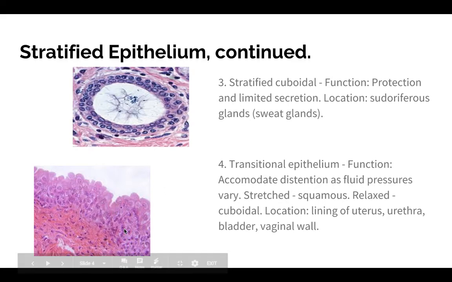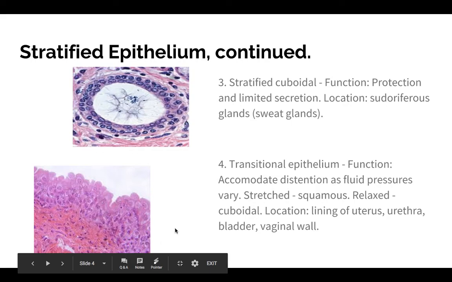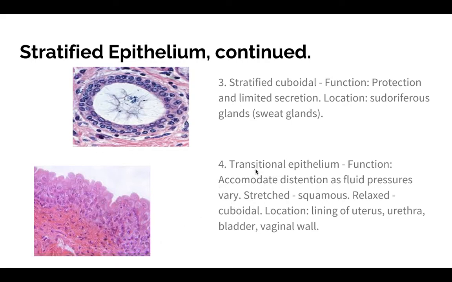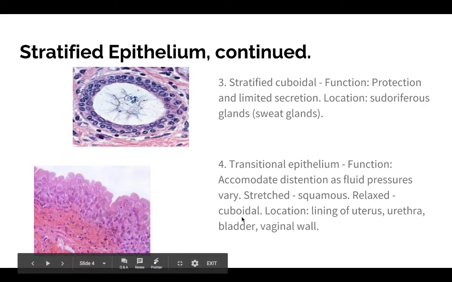Transitional epithelium, here's a picture of what it looks like under a microscope. Transitional means that this type of tissue changes. The shape of the cells themselves does change. The function of this is to accommodate distension or stretching as fluid pressures change or vary. When the cells are stretched, they appear to be squamous or flattened. And when the tissue is relaxed, the cells appear to be cuboidal. Tissues that include this kind are found in the lining of the uterus, the urethra, the bladder, and in the vaginal wall.